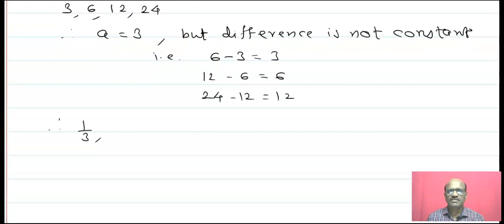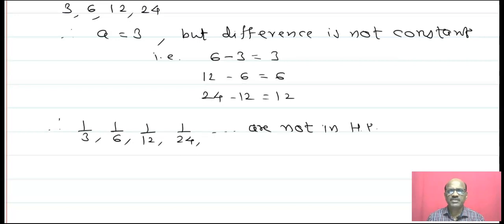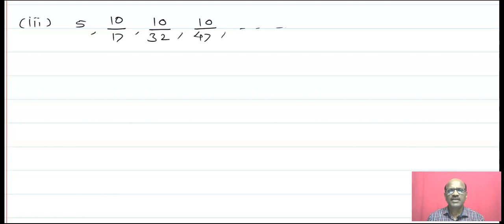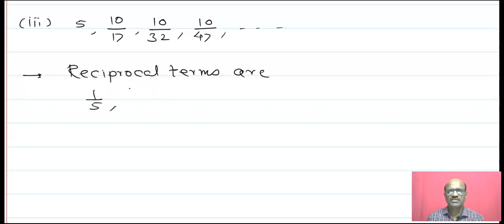Therefore, 1 upon 3, 1 upon 6, 1 upon 12, 1 upon 24 are not in HP, harmonic progression. Third one, 5, 10 upon 17, 10 upon 32, 10 upon 47. Now their reciprocals. Reciprocal terms are 1 upon 5, 17 upon 10, 32 upon 10, 47 upon 10.